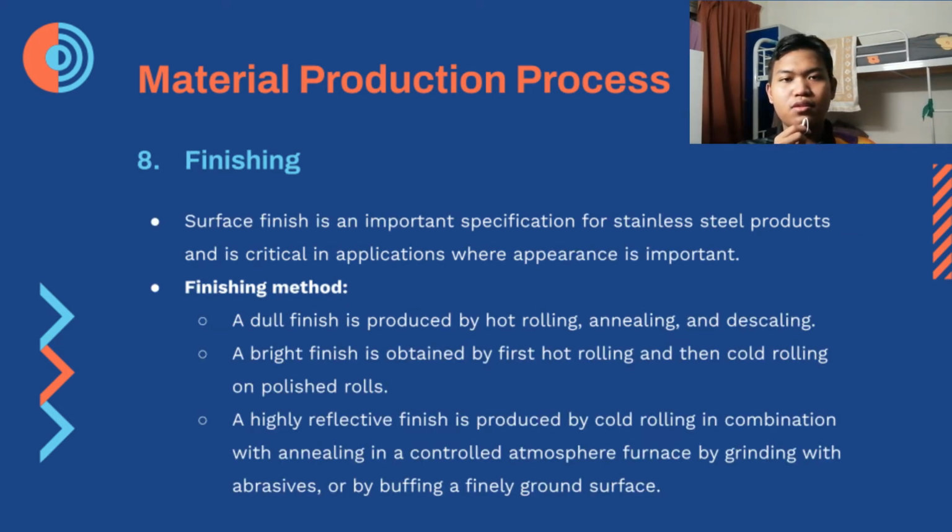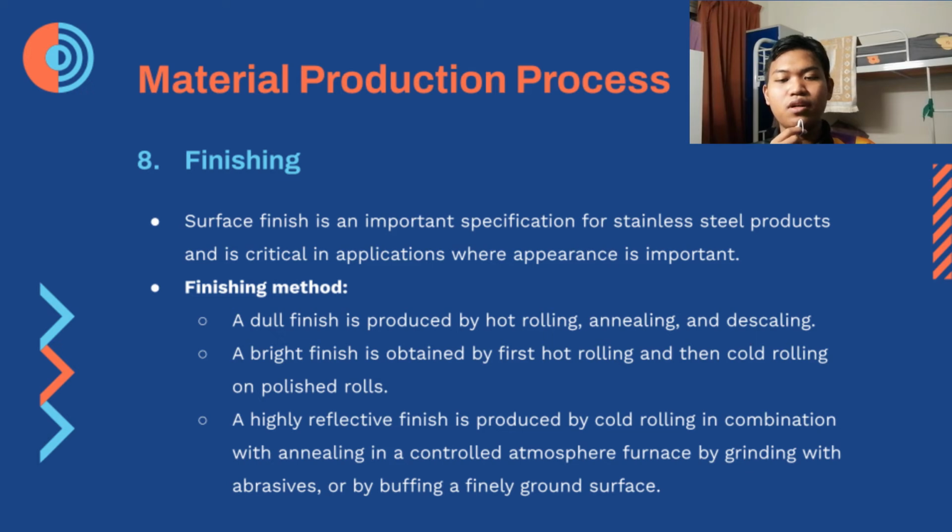The final process of the stainless steel production process is finishing. Surface finish is an important specification for stainless steel products, and it is critical in applications where appearance is important. A dull finish can be produced by hot rolling, annealing, and descaling. A bright finish can be obtained by first hot rolling and then cold rolling on polished rolls.